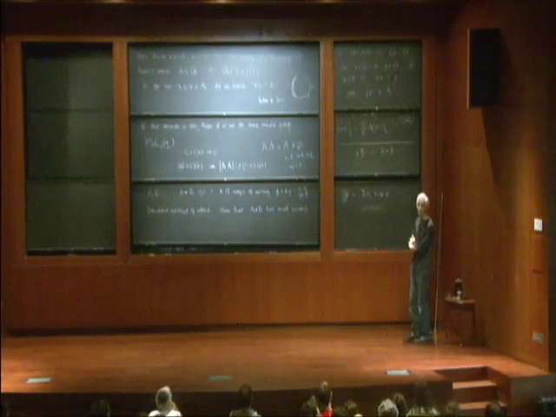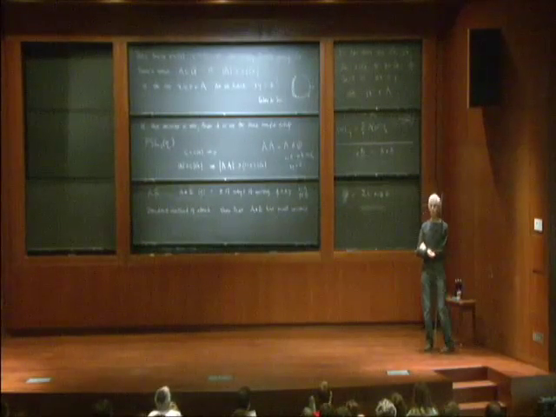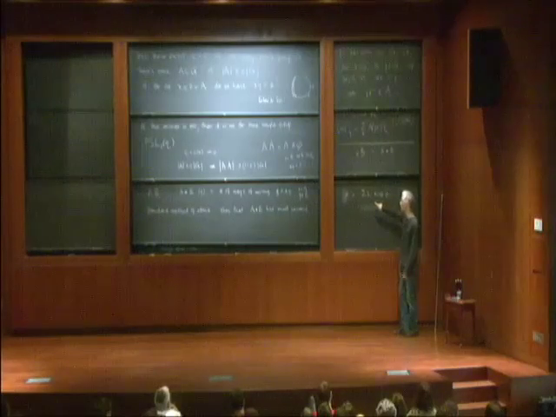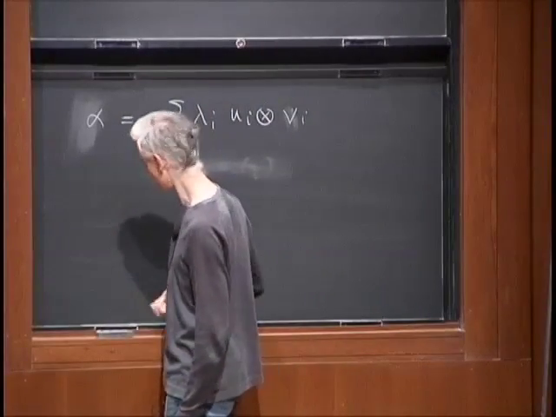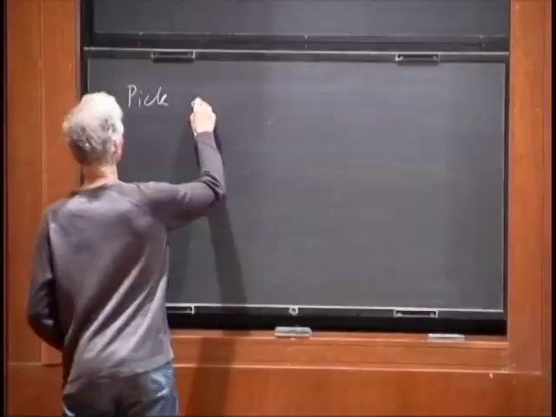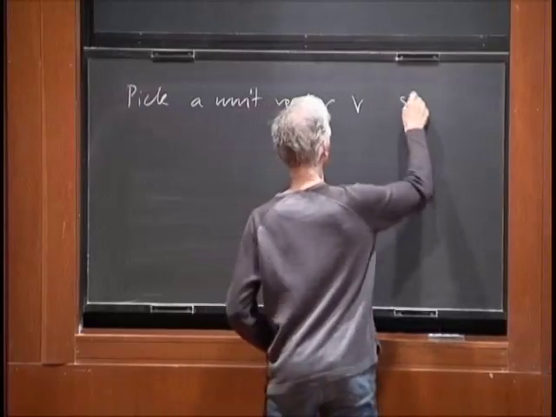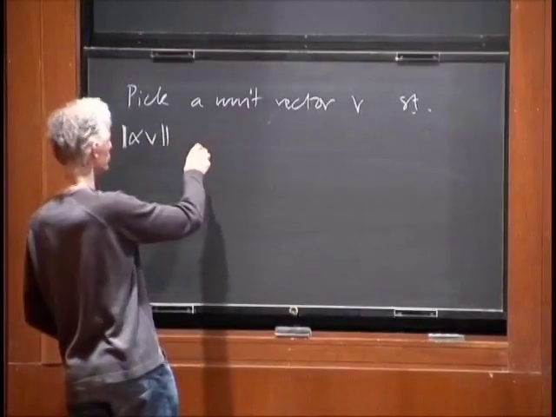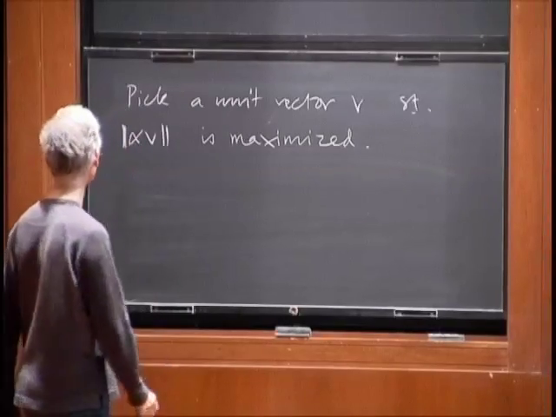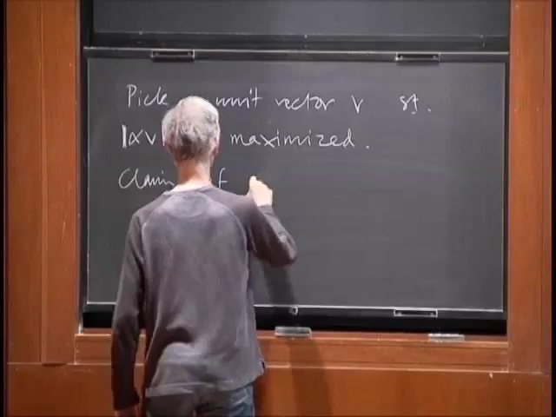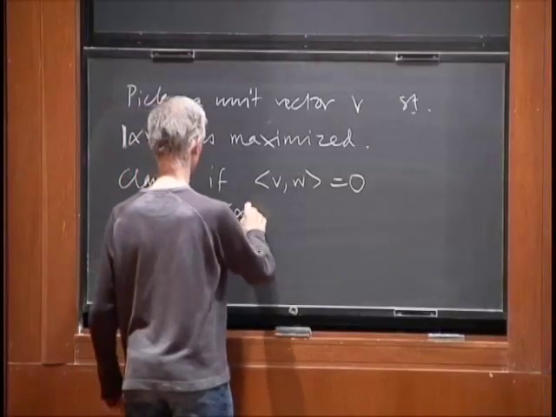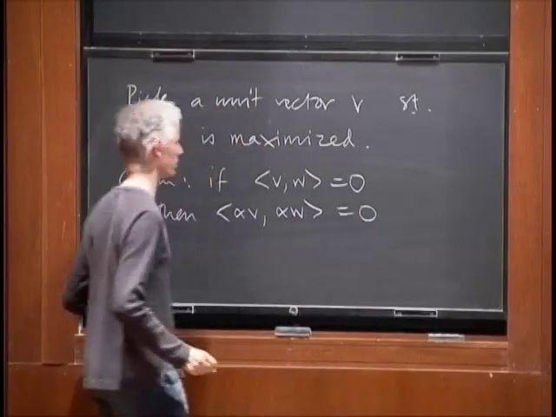So a very quick sketch of why the singular value decomposition exists. There are algebraic proofs of this, but I quite like the following analytic proof. You start by picking a unit vector v such that the L2 norm of alpha v is maximized. Now I claim that if w is perpendicular to v, then alpha w is perpendicular to alpha v.